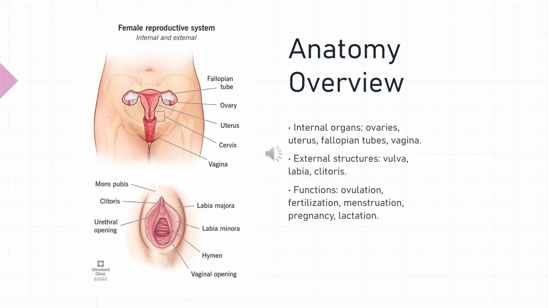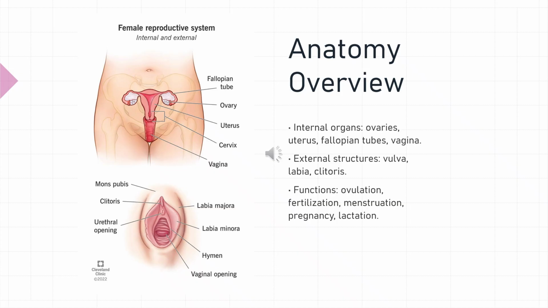So we're going to look at the organs that make up the system itself. So we have our female reproductive internal system and external system. For the internal system, we have the organs that are the ovaries, the uterus, fallopian tube, and the vaginal opening. For your external structures, we have the vulva, labia, and clitoris.